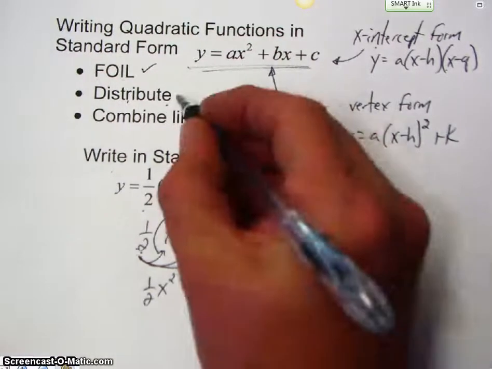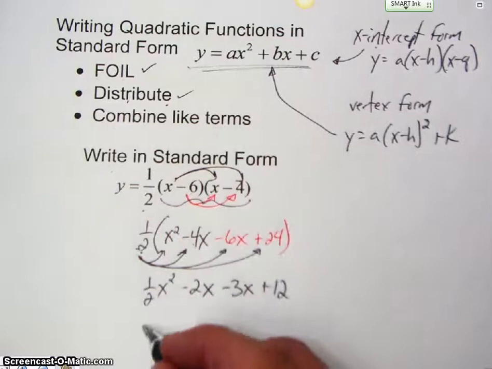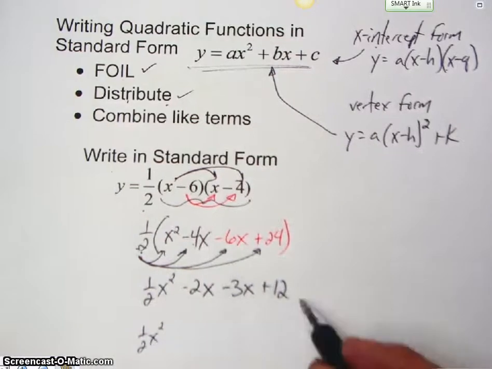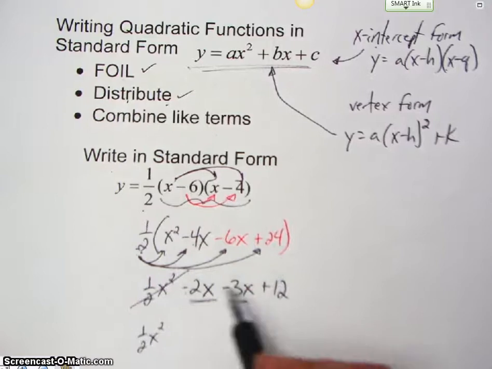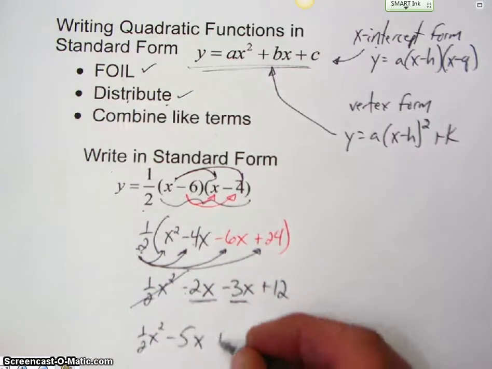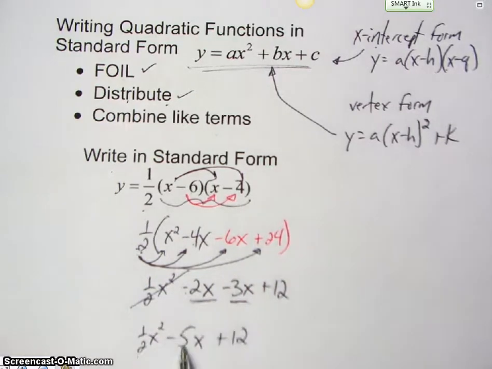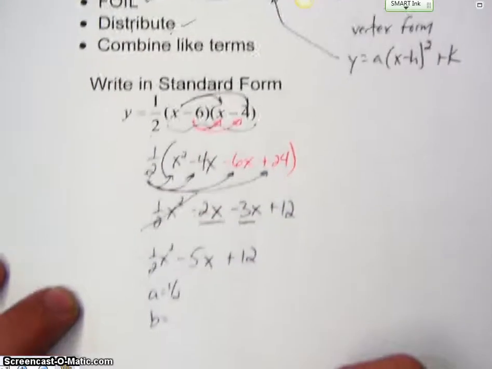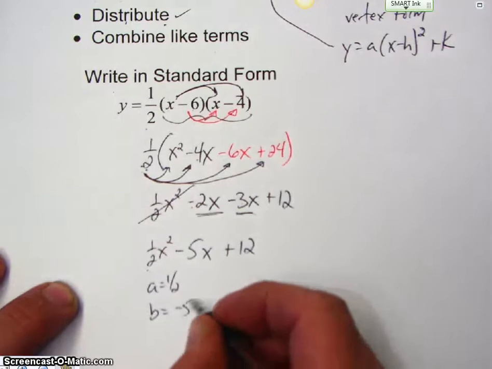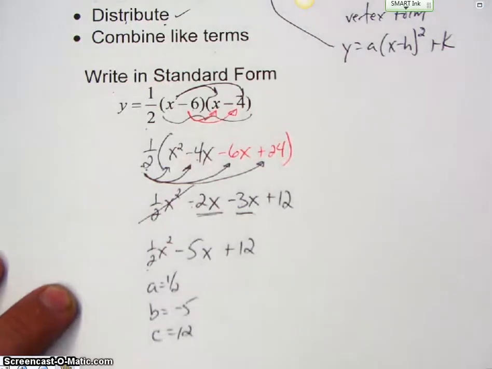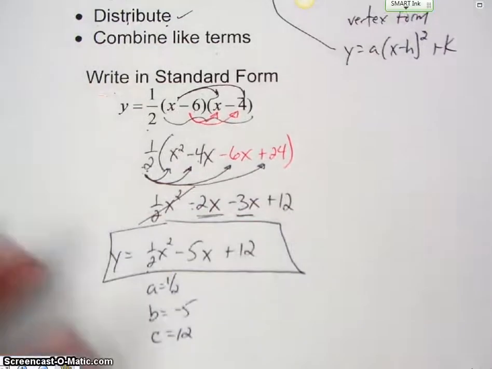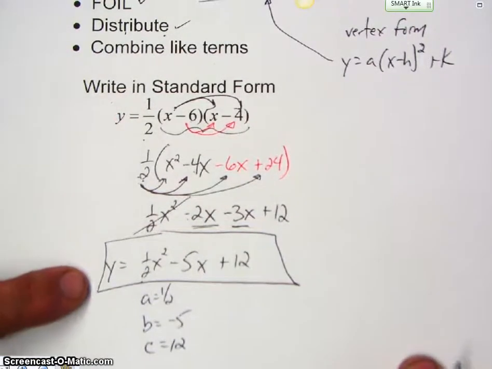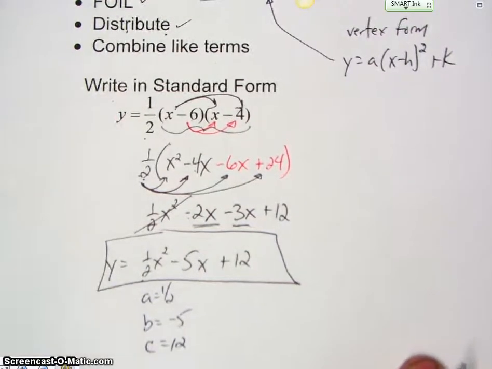Alright, and now we did distribute, now we're combining like terms. So we have 1/2 x squared, there's just no other terms with x squared. These two are like terms, so I got -2 and -3, so that gives me -5x plus 12. So ax squared plus bx plus c. Here a is 1/2, b is -5, and c is 12. But here is the standard form. That's what we want. So we took something that was in one form and we can convert it to standard form, because then that helps us with other information.